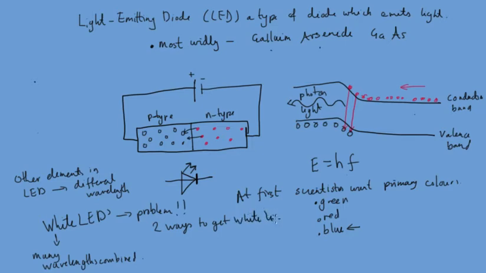The white light LED. So one is you coat a blue LED with a particular type of paint. So you coat the LED with a special coating, and you do it with a blue LED, and that changes the wavelength of some photons.